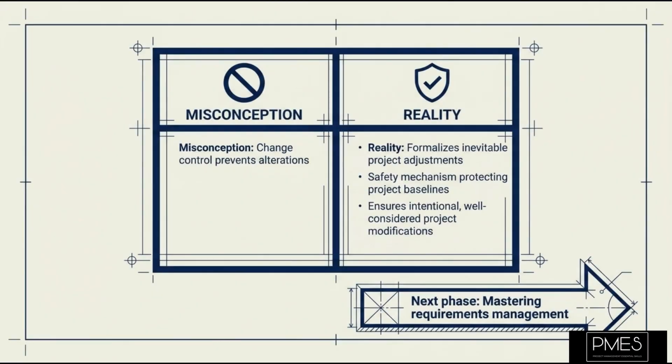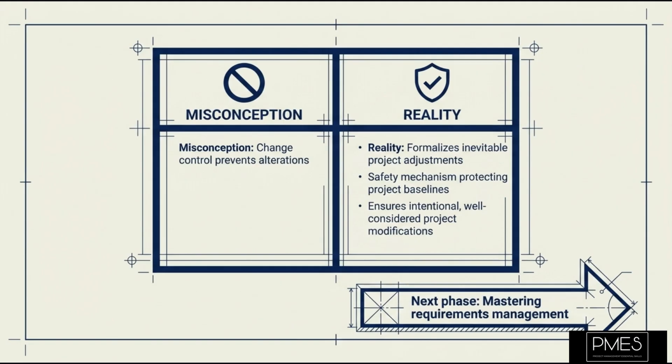A common misunderstanding is that all changes are bad or that change control is meant to prevent changes entirely. That is not true. Changes are an inevitable part of every project. The purpose of change control is not to stop change, but to manage it formally and systematically. This ensures that only necessary and approved changes are incorporated, protecting the project from uncontrolled alterations. So, just like our office building construction, you cannot just add a new floor without assessing the structural impact and getting approval. Change control provides that essential safety mechanism for your project. This process is how you protect your project baselines and ensure that every modification is intentional and well considered.